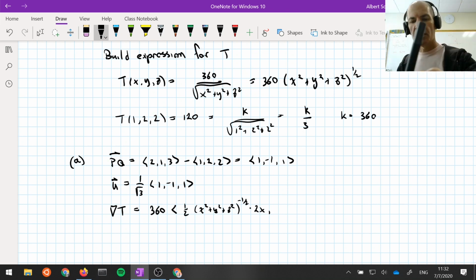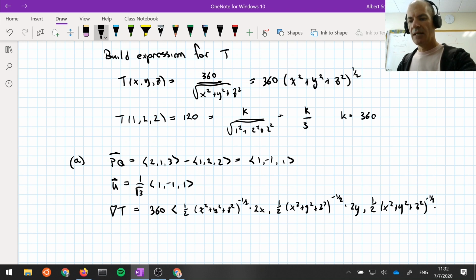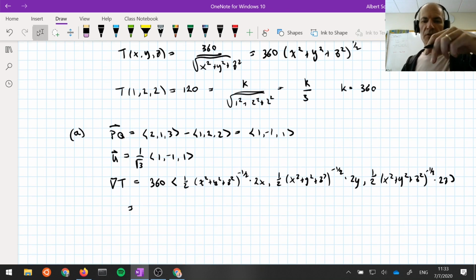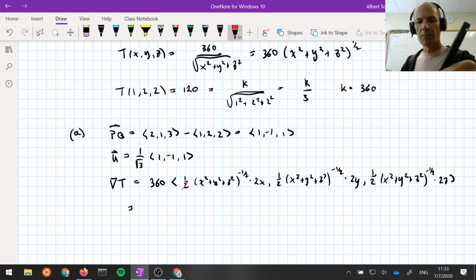By the symmetry of this expression, we get 1/2 x squared plus y squared plus z squared to the minus 1/2 times 2y, and finally 1/2 x squared plus y squared plus z squared to the minus 1/2 times 2z. You run into these radially symmetric functions a lot in physics and in engineering, and they do have some nice properties. If we pay attention closely, we see that this 1/2 cancels with 2 all the way across. That's a pretty common phenomenon in these radially symmetric expressions.